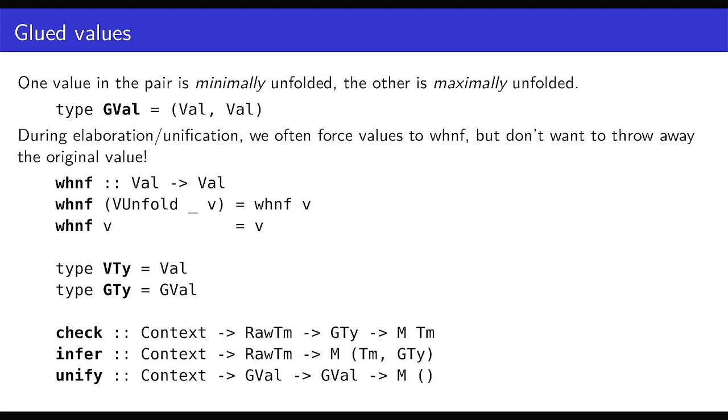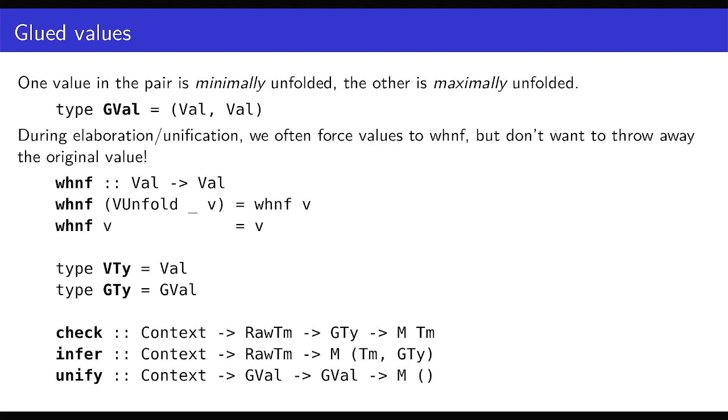Because where we started from can still be very useful to present to the users and to quote into terms which are probably smaller than the unfolded versions. So that's why in the bidirectional elaboration algorithm, we have these gval, which is just a pair of values. And essentially, we have checking, inference, and unification. And here, the checking type is actually just a pair of values. And when we do inference, we are also returning such a pair of values. And then unification also works on pairs of values. So for the left-hand side, we have a pair of values, and for the right-hand side.